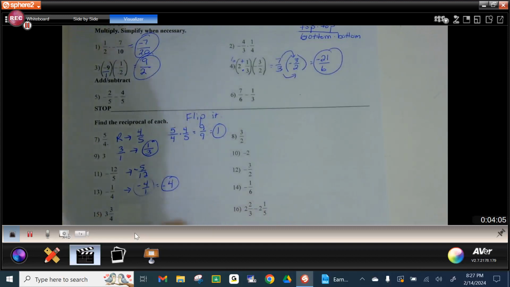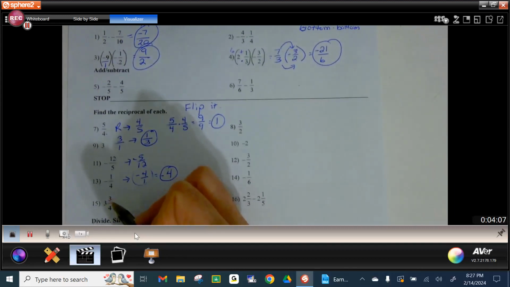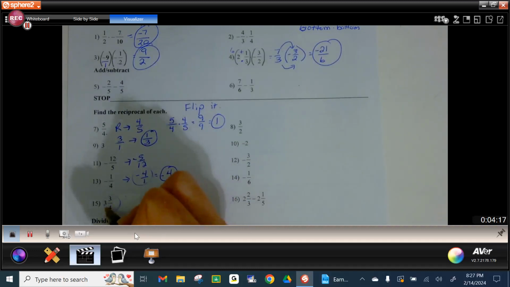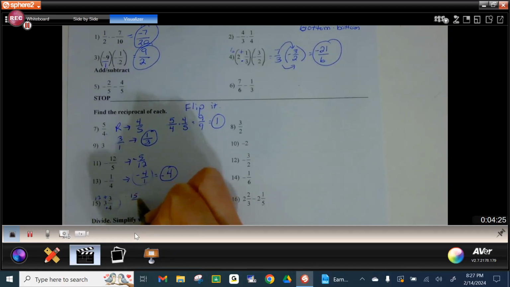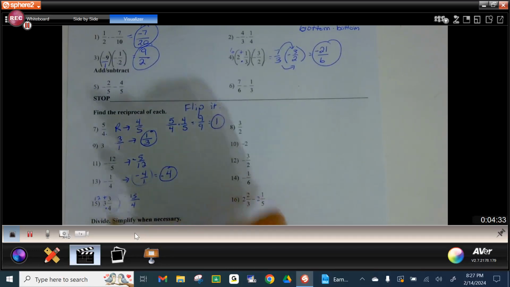Okay, and in 15, we have a fraction and we have a mixed number. So we're going to need to change this first so it has just the top and the bottom. It's going to be an improper fraction. So remember how we do it? 4 times the 3 is 12 plus 3. So 12 plus 3 is 15. I put that over 4. So I've just changed the mixed number into an improper fraction. I really want you to know how to do that.